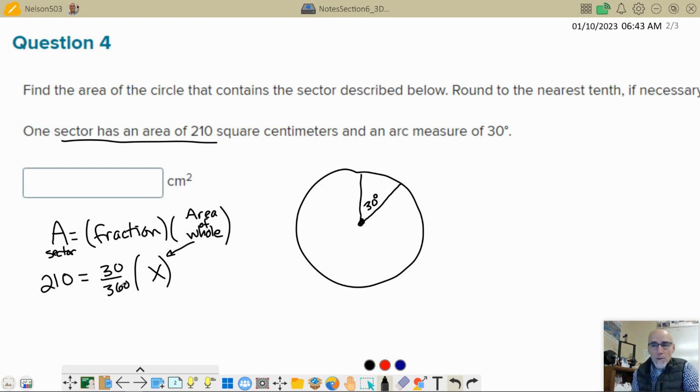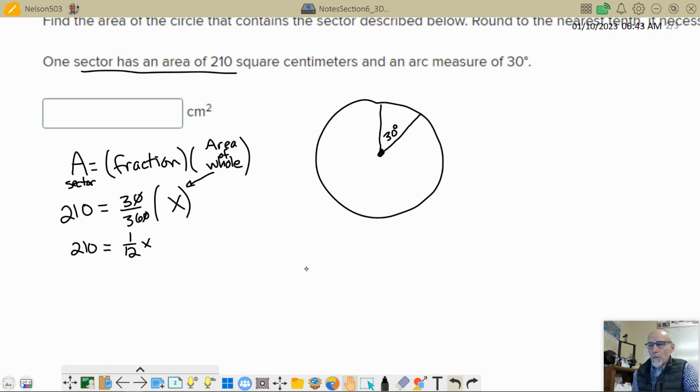Let's see. I could simplify 30 over 360. That would go into 360, I think. The zeros are going to cancel out, and then there's a 3 in both of these, and I think that's 1/12th, isn't it? So I've got 1/12 x equals 210. I really probably didn't need to do that.